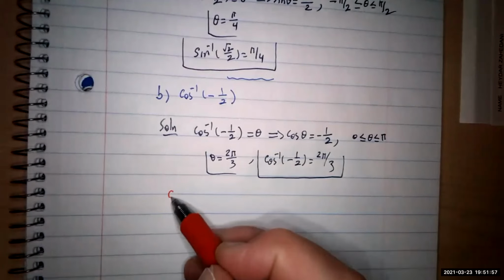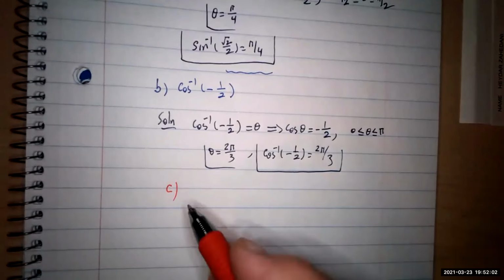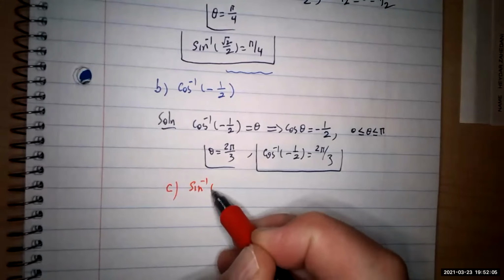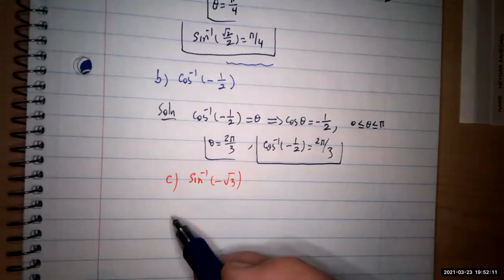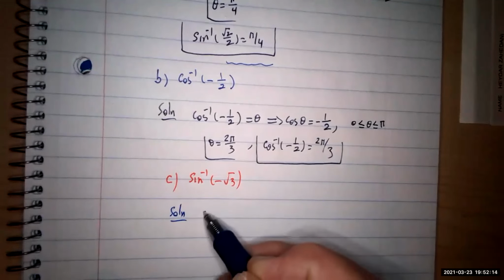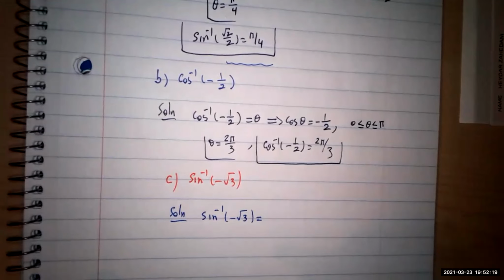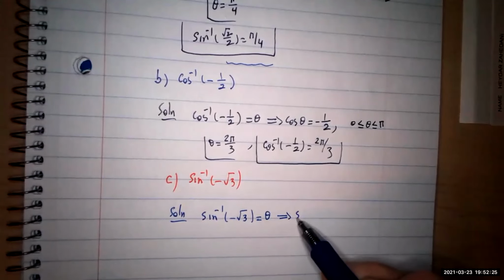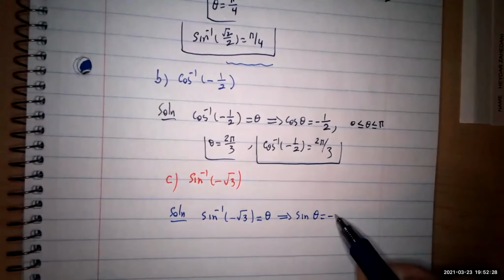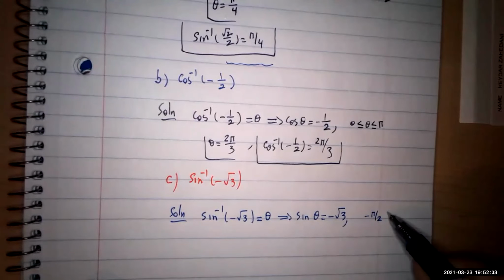Part C. You have 3 cases: sine, cosine, tangent. We give 1 from each. So the next one is sine inverse of negative radical 3. It's a negative number, it's a red flag. Solution. The definition first: sine inverse of negative radical 3 equal to theta. So the sine of theta is equal to negative radical 3, and theta is between negative pi half and pi half.